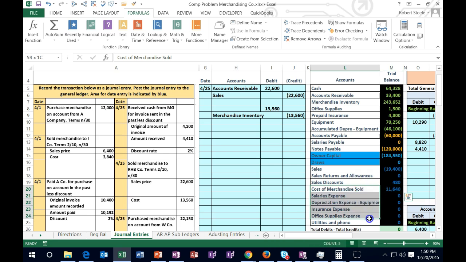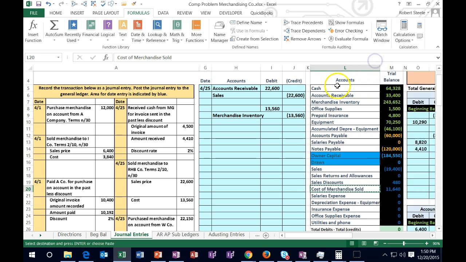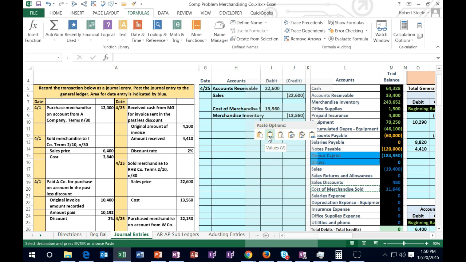We can see all our expenses down here. There's cost of goods sold. It's an expense, therefore it has a debit. It generally only goes up in the debit direction. So we'll copy that. I'm going to put that in H8 on top, right clicking in and pasting 1, 2, 3. Now we're going to post this journal entry to the general ledger.